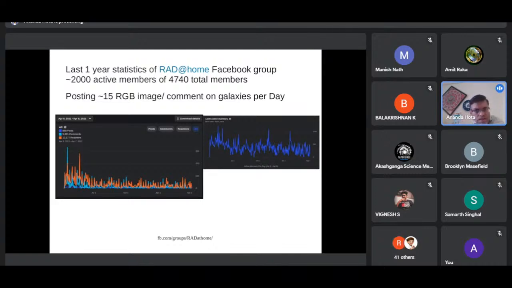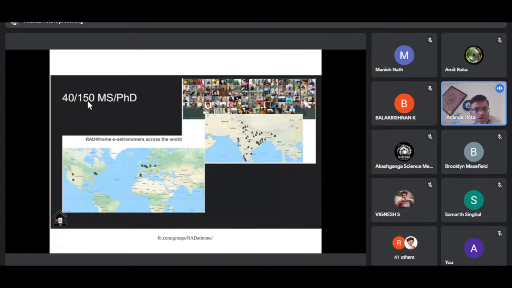If anybody posts something else, that person will be removed. It's a very strict purpose scientific research group. So what do you get ultimately? Ultimately, nearly 50 out of those one-week trained are doing MS or PhD abroad.